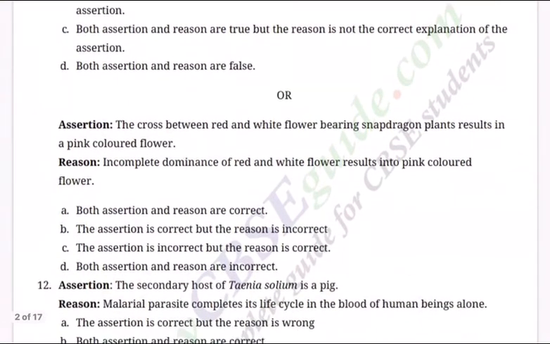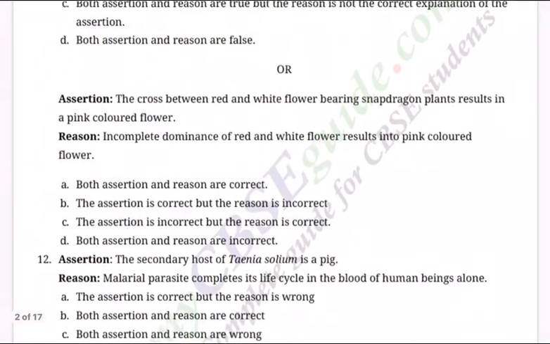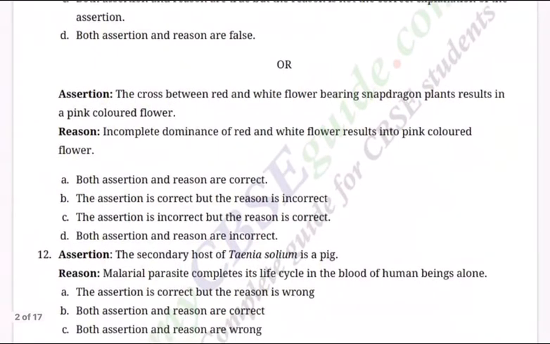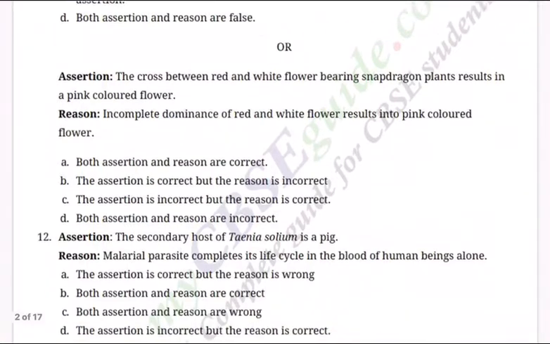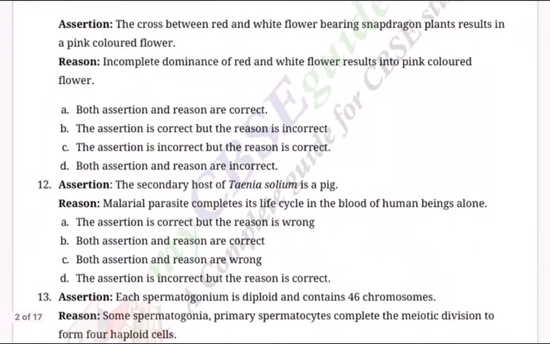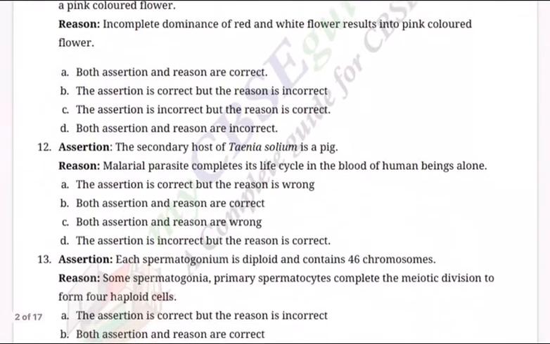Now, you have got a choice for this question number 11. Assertion: The cross between red and white flower bearing snapdragon plants results in pink colored flower. Reason: Incomplete dominance of red and white flower results in pink colored flower. A. Both assertion and reason are correct. B. Assertion is correct but reason is incorrect. C. Assertion is incorrect but reason is correct. D. Both assertion and reason are incorrect.